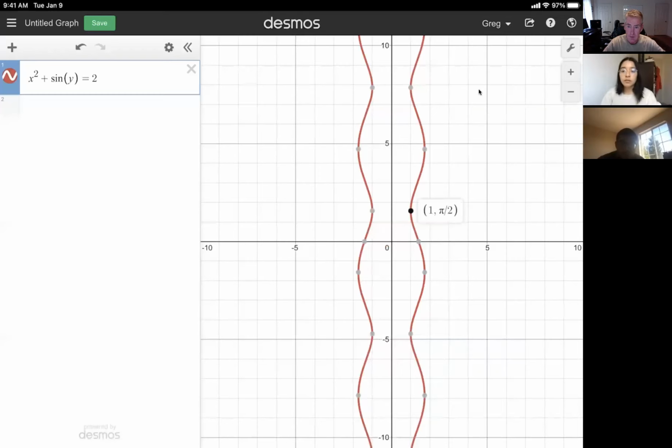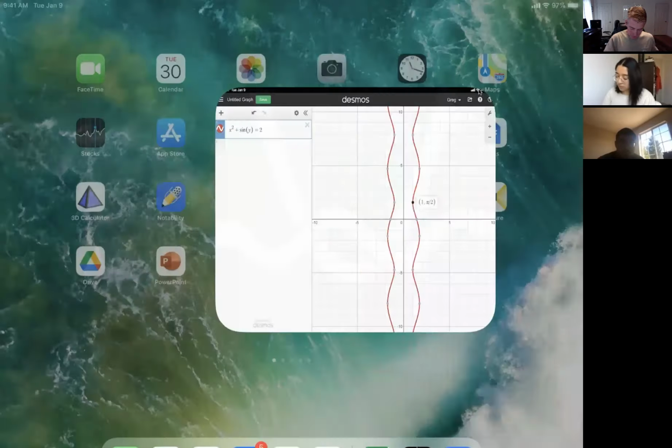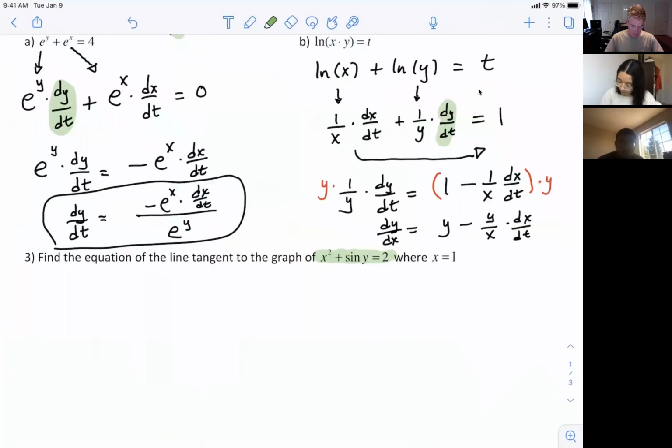So actually, I guess I should have graphed this problem first before doing it, because we're going to get no solution. Well, let's see if that happens. So for one thing, it said where x equals 1. So I do need to know the y value. And Desmos told me it's pi over 2, but I want to see why that is.